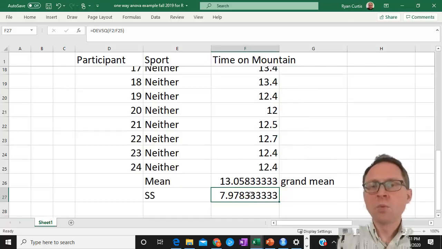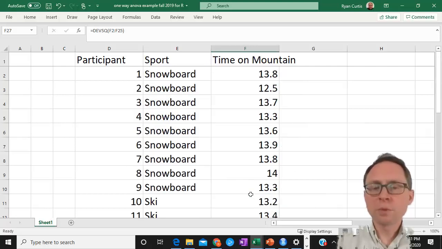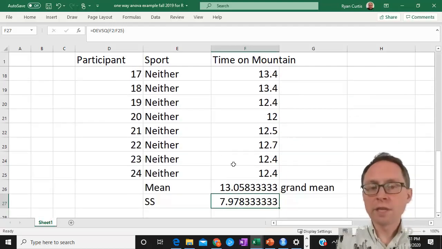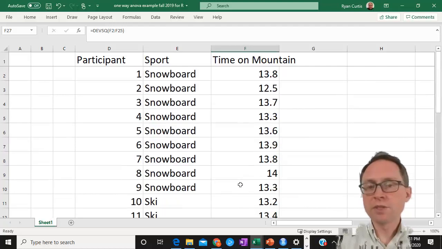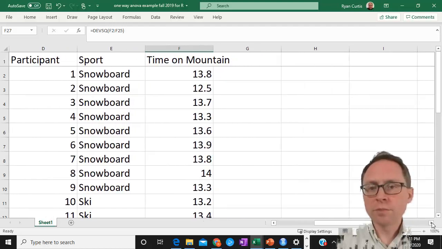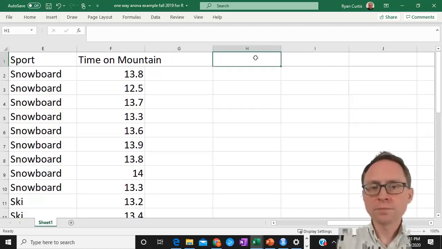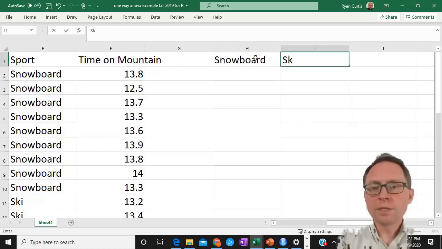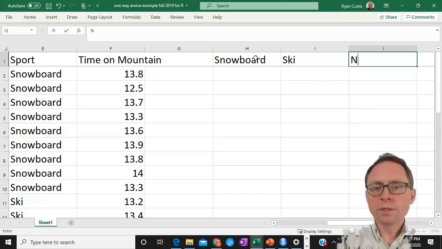Okay, but when we're talking about analysis of variance, what we're really doing is we're splitting these groups up, and we're comparing their means and their standard deviations to the grand mean, the grand standard deviation, and to each other. Okay, so let's go ahead and put these into three different groups. And I'll move this over right here. This is going to be the snowboard group. This is going to be the skiing group. This is going to be the neither group.